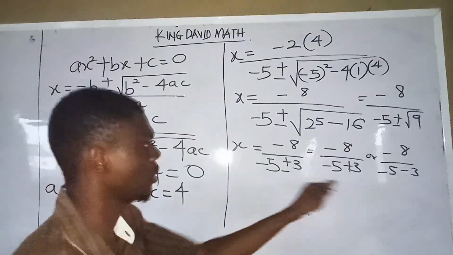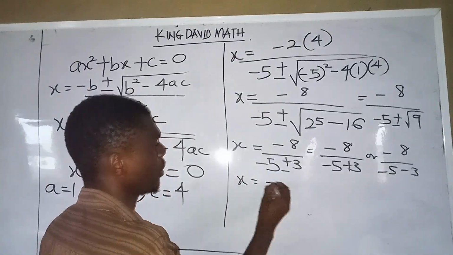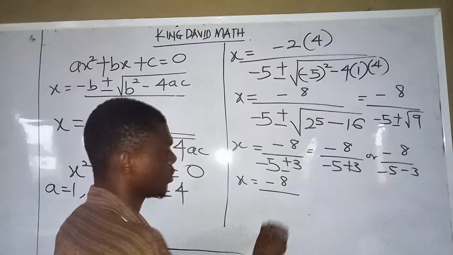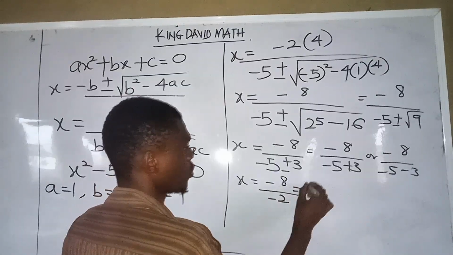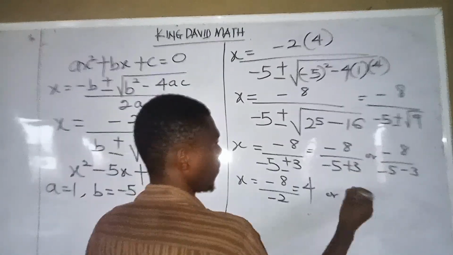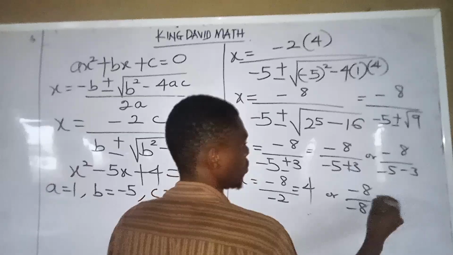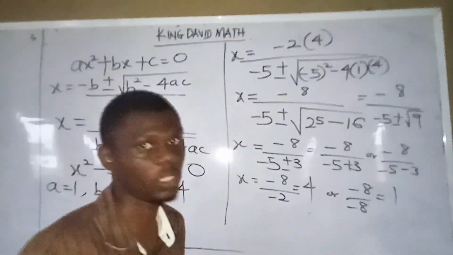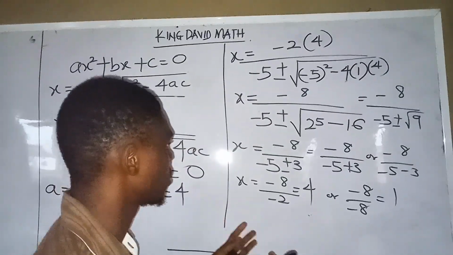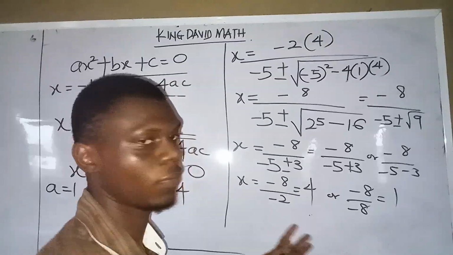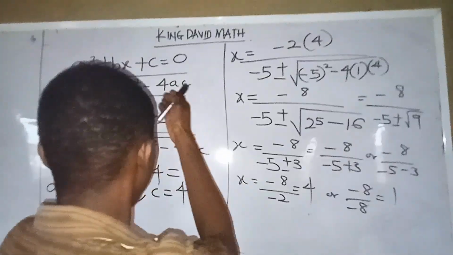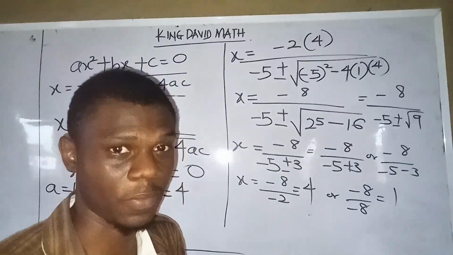Alright, so let's test if it's done. So x will be equal to minus 8 over minus 5 plus 3, which is minus 2, which equals 4, or minus 8 over minus 8, which equals 1. And it works out perfectly. When we use these solutions, when you put it into the equation, we get the perfect answer.